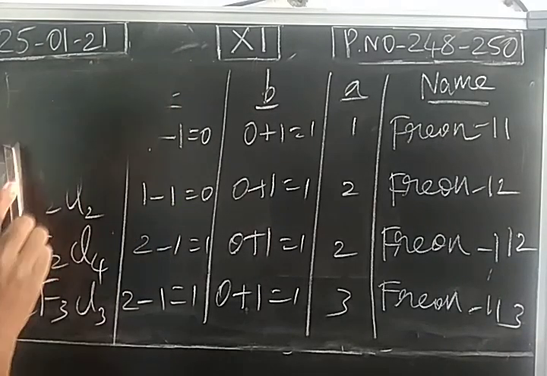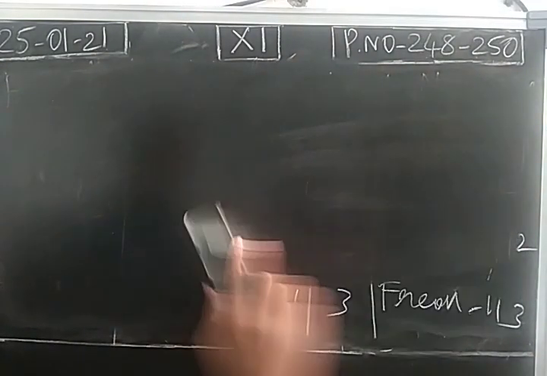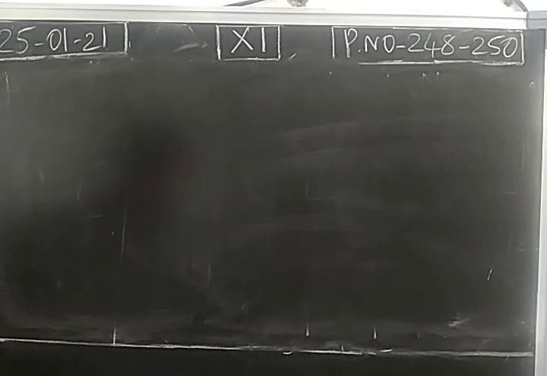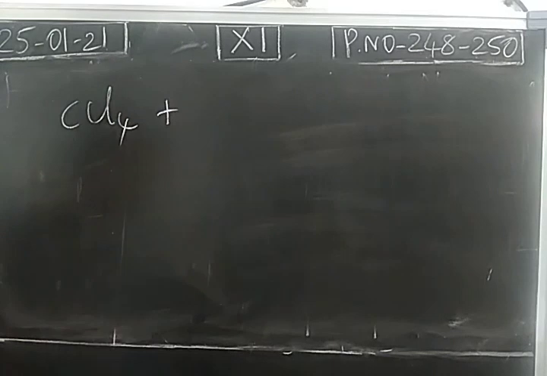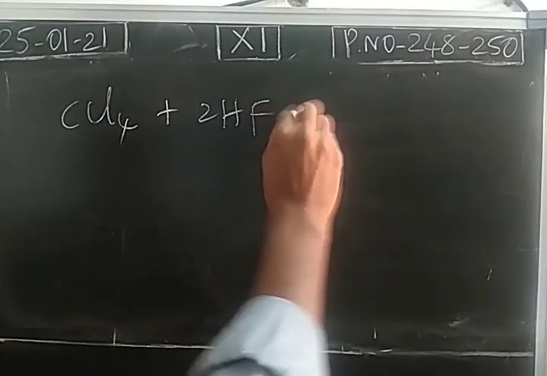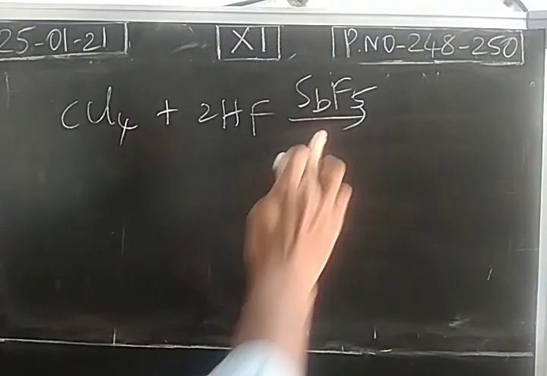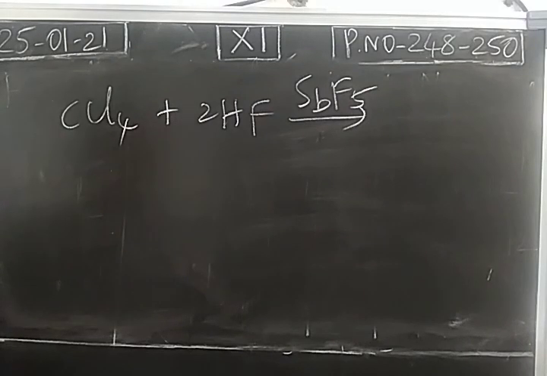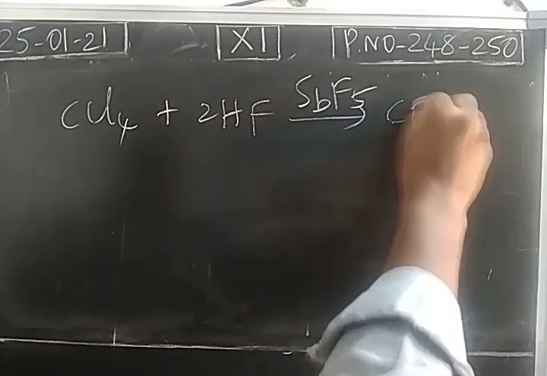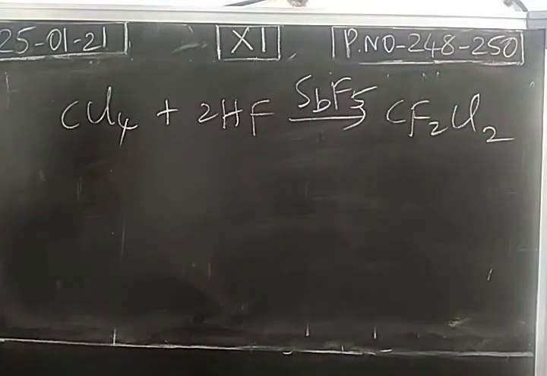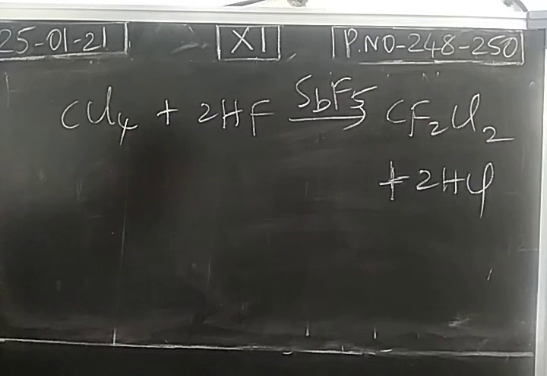With this nomenclature over, next we can study the preparation of Freon 12. It can be prepared by treating carbon tetrachloride with hydrogen fluoride in the presence of the catalyst antimony pentafluoride. The reaction is called the Swarts reaction. We will get Freon 12 with the liberation of hydrogen chloride. So this is the preparation method.